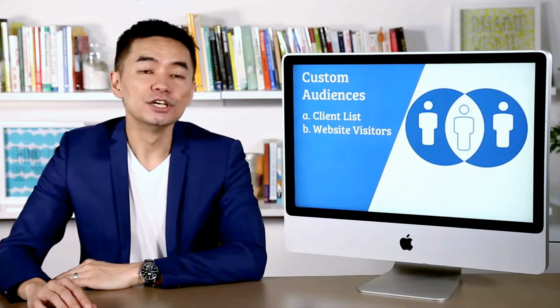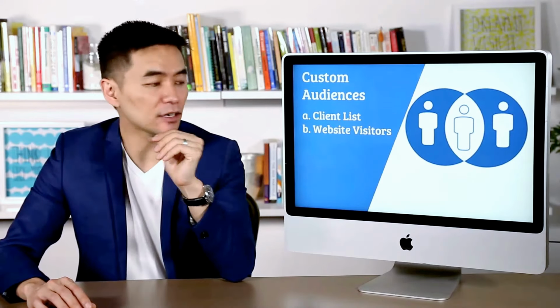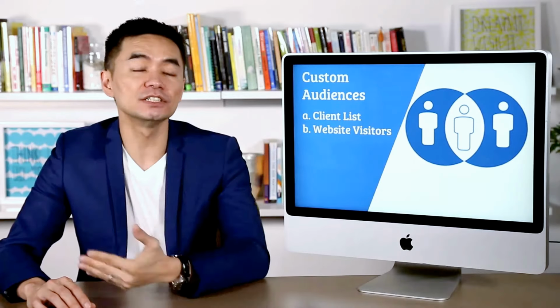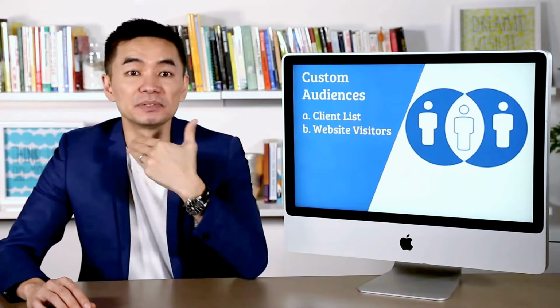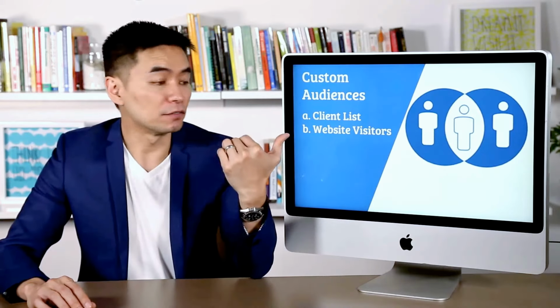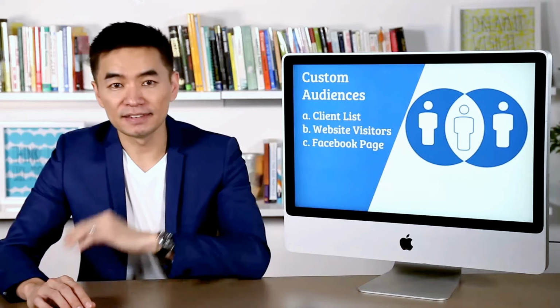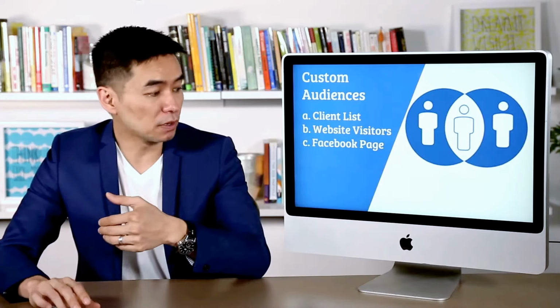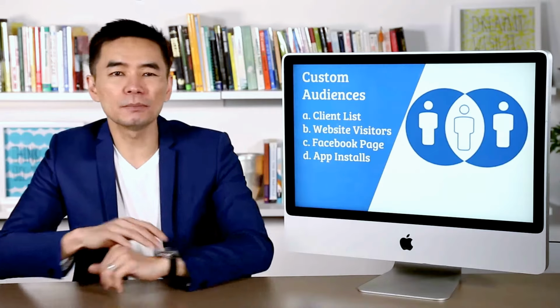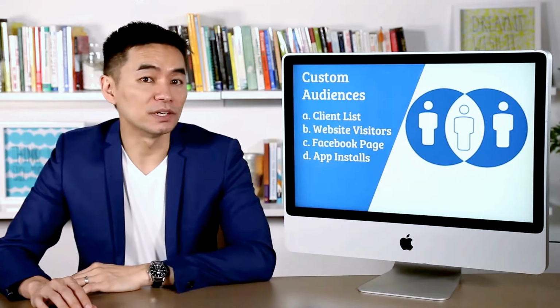Website visitors. You can place a little thing known as a Facebook pixel. It's like a bit of tracking code on your website, and all the people that visit your site, because 99% of them won't take action on your site, you can retarget to them on Facebook. You can get all the people who like your Facebook page, and then you can create an audience of those people as well. App installs is another one. I'm not going to go through it, but if you've got an app, it means that all the people who installed, you can create an audience as well.